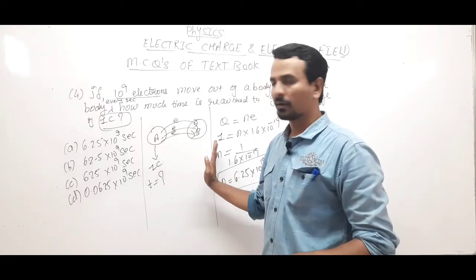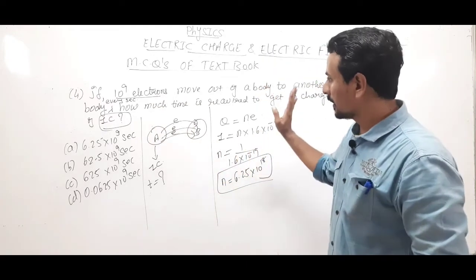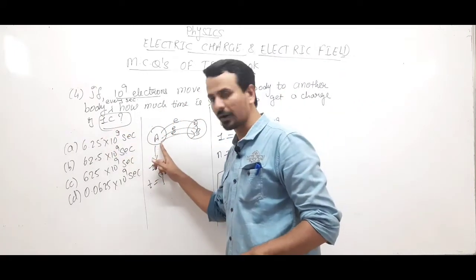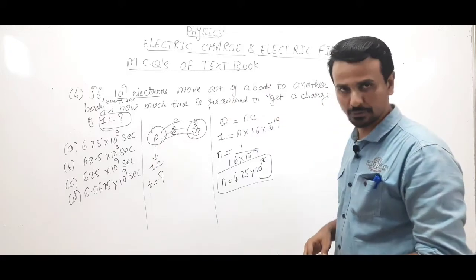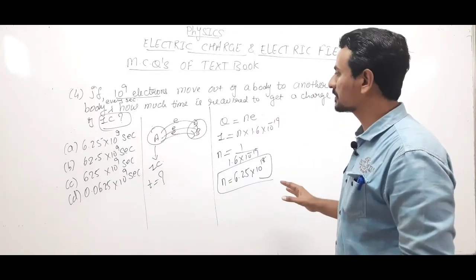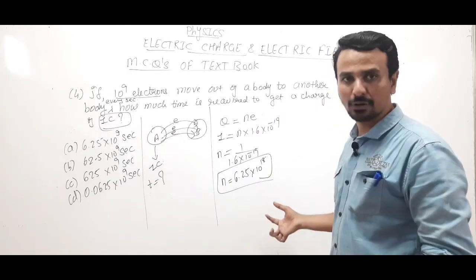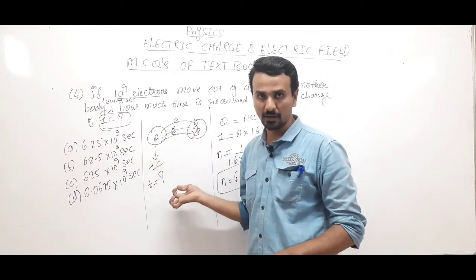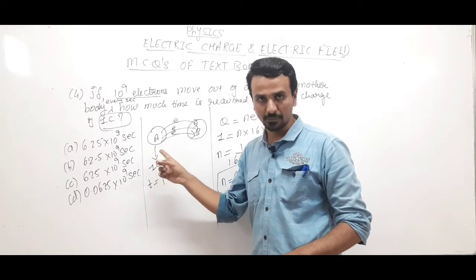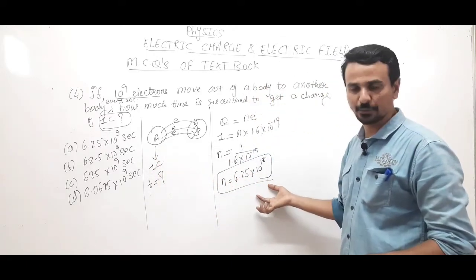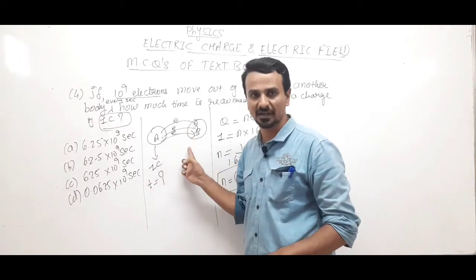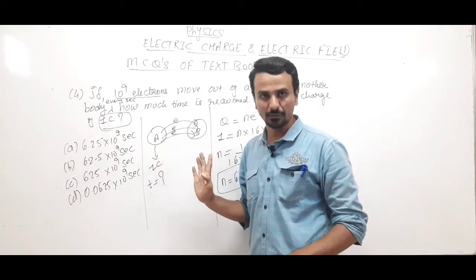And we want, clear, in order to establish a charge of 1 coulomb on this body, what time is required? This is the question. So first we'll calculate the number of electrons which are needed to be transferred from one body to another body in order to get a charge of 1 coulomb. So this many electrons are required, 6.25 × 10^18 electrons. When transferred from this body to another body, this will have a charge of 1 coulomb, right?